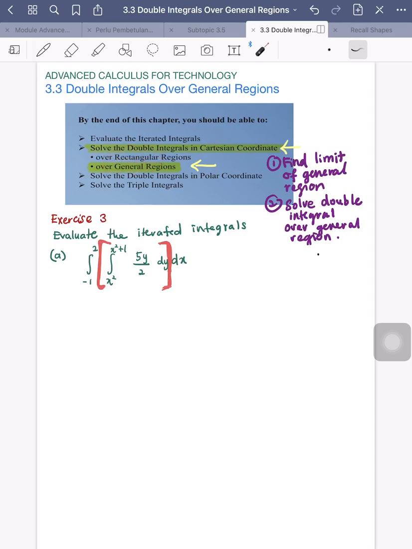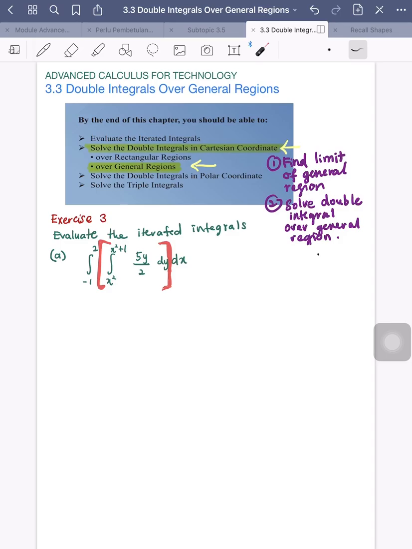Before we start, we need to know the difference between rectangular region and general region. For a rectangular region, all the limits are constant, so a, b, c, d are constants. When it comes to general regions, the limit for the outside is the only one that is constant, and for the inside, at least one of the limits is a function, with respect to x or with respect to y.